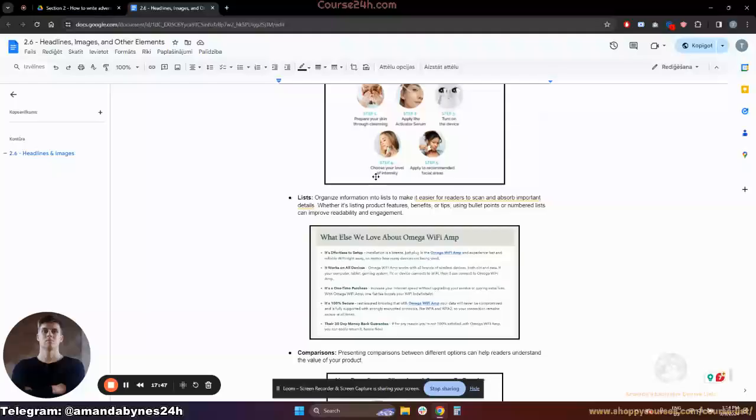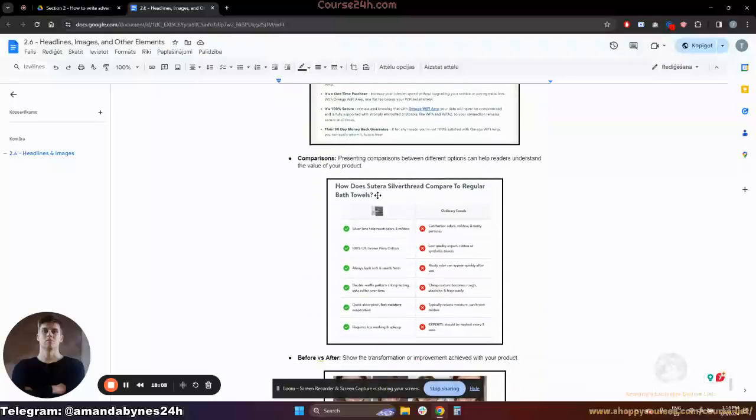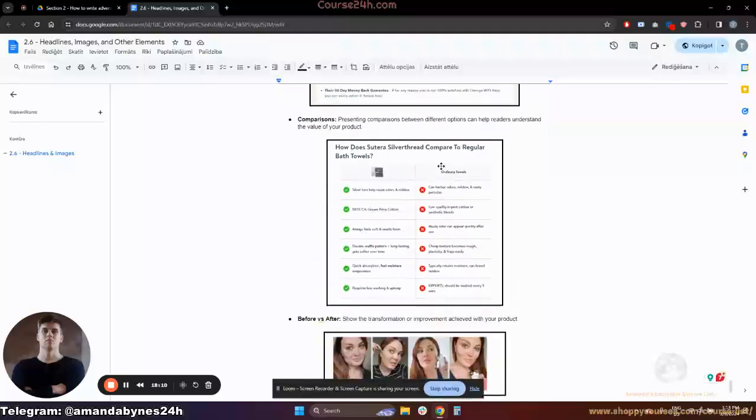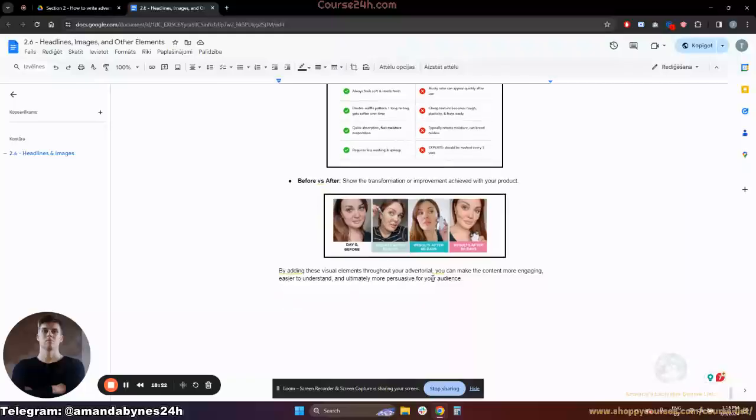Lists: create bullet points. For example, here, what else we love about Mega Wi-Fi AMP. It's always easy to go through bullet points, so make them easy to read, and make the gaps between them wide enough so it doesn't look like it's crushed together. Then comparisons, us versus them tables. Compare it to an alternative or a competitor. And you can also share before and after, or the progress of how it looks. By adding these visual elements throughout your editorial, you can make the content more engaging, easier to understand, and ultimately more persuasive for your audience.